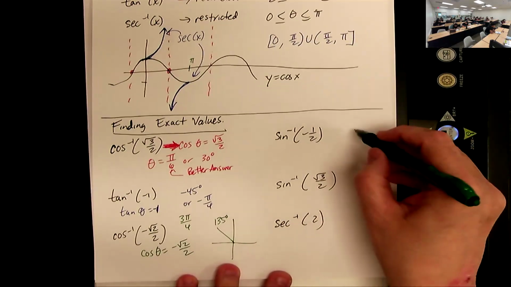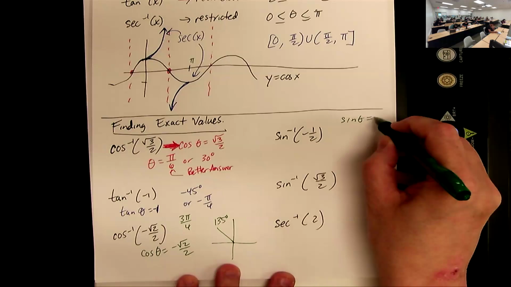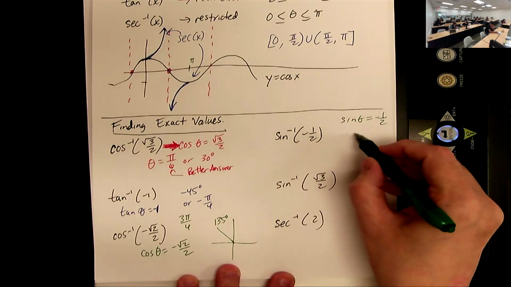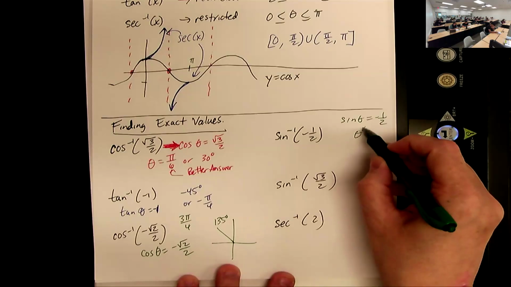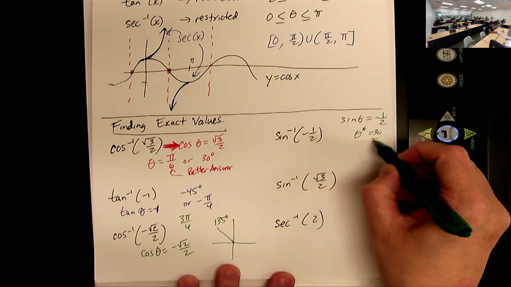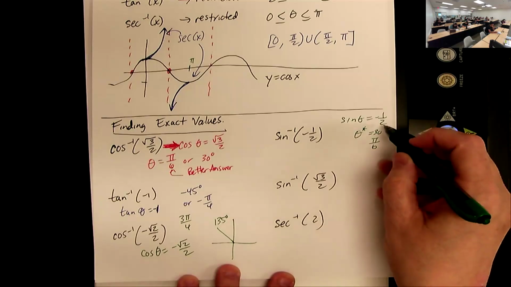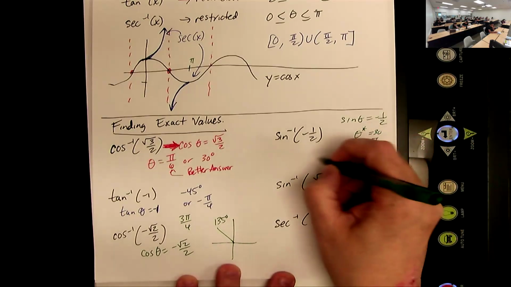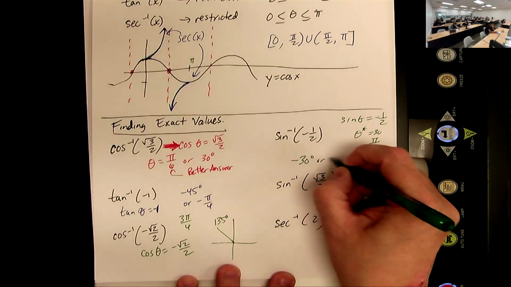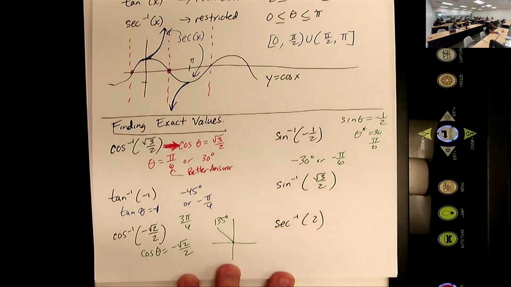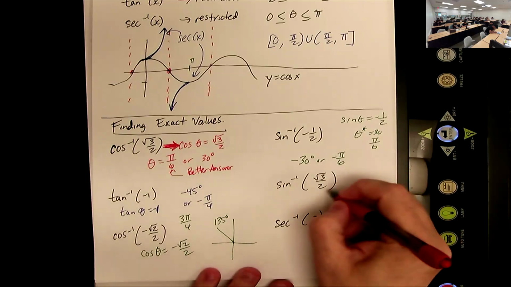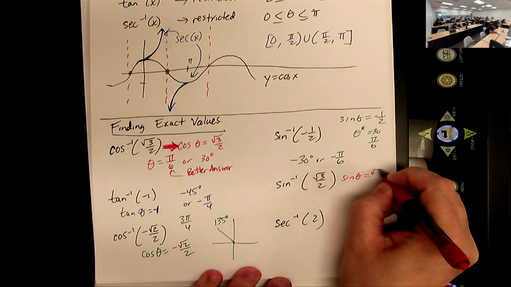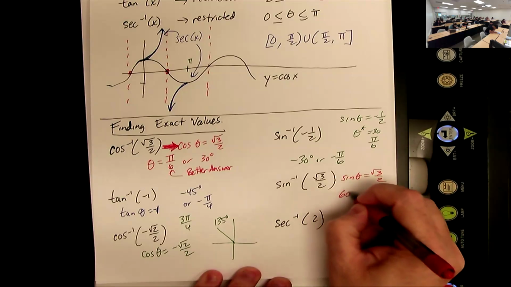Sine inverse of negative 1/2 is saying when does sine theta equal negative 1/2? The reference angle for theta is 30 degrees or pi over 6. We want the negative one, and sine for negative is backwards. So we're looking at negative 30 degrees or negative pi over 6. This is like doing sine of theta equals square root of 3 over 2. That happens at 60 degrees or pi over 3.